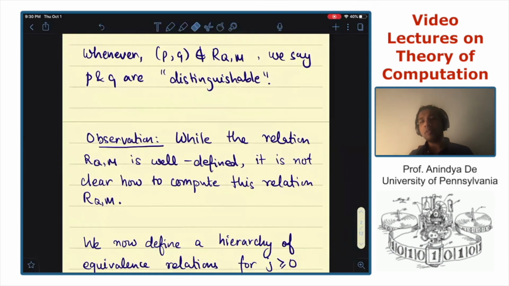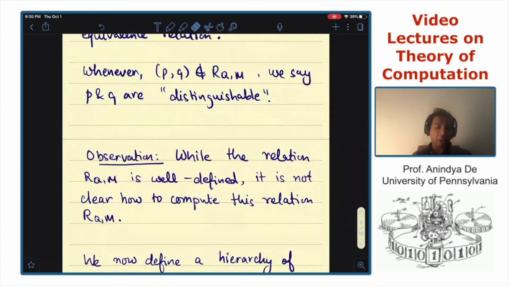Now the first thing to observe is that while we have defined the equivalence relation R_{Q,M} and proved it's an equivalence relation, it is not obvious from the definition how, if I give you a finite automaton M, you compute the equivalence relation R_{Q,M}. Let me be a little more precise.